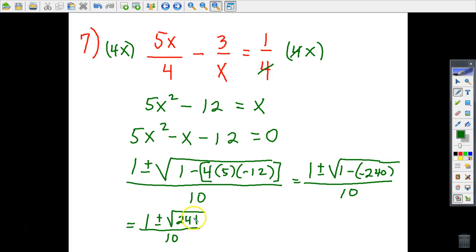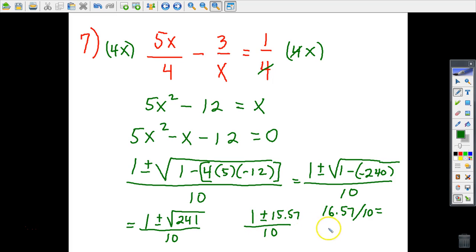I think the square root of 241 is something like 15.57. I could be off just a little bit. I'm trying to go from memory. But here's how you're going to find your two answers. You need to do 1 plus 15.57, which would be 16.57 divided by 10. And that'll give you one answer.